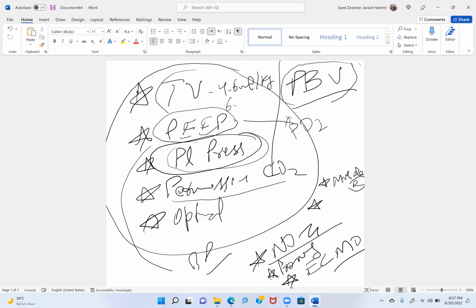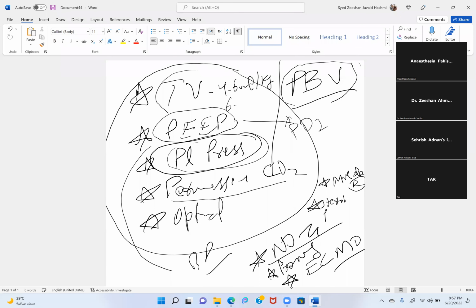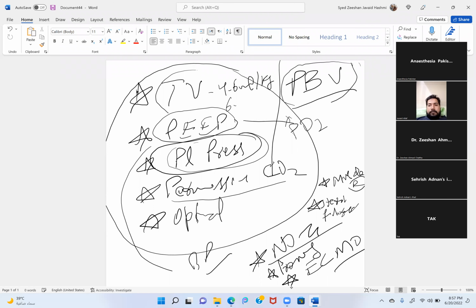And then there is a role of steroids in the fibroproliferative phase, in which there is fibrosis, chances of fibrosis.